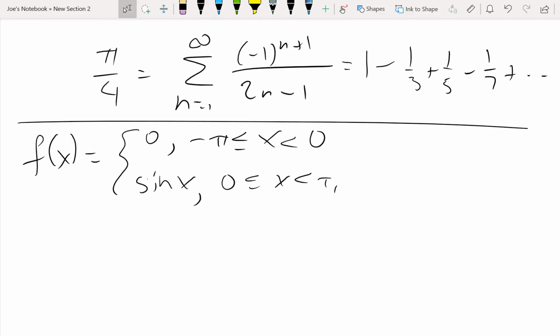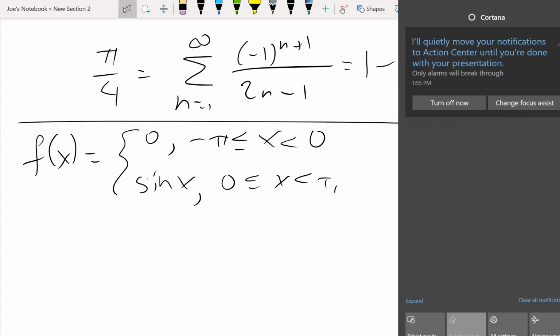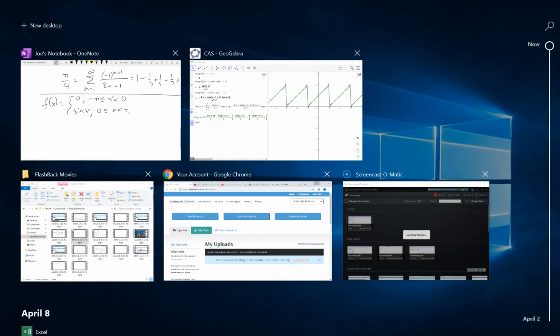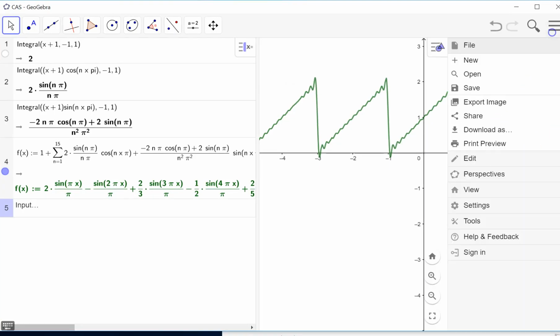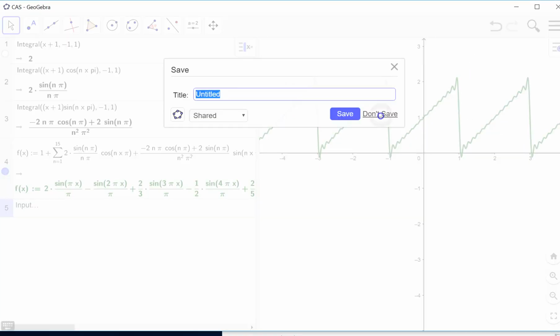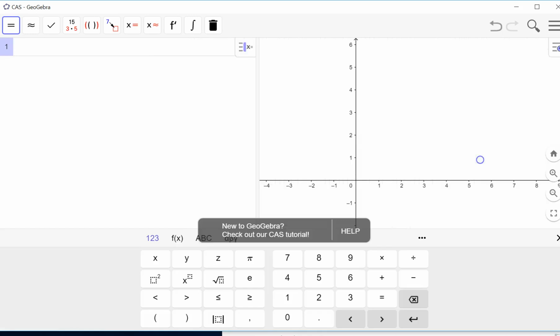What's the period for this one? 2 pi, right? So now we will have something to divide out in front. Your constant term will get divided by 2 pi. Your other coefficients will get divided by pi, half the period. Okay? All right, so bump back over to GeoGebra, maybe. Let me just open a new window and open the CAS.